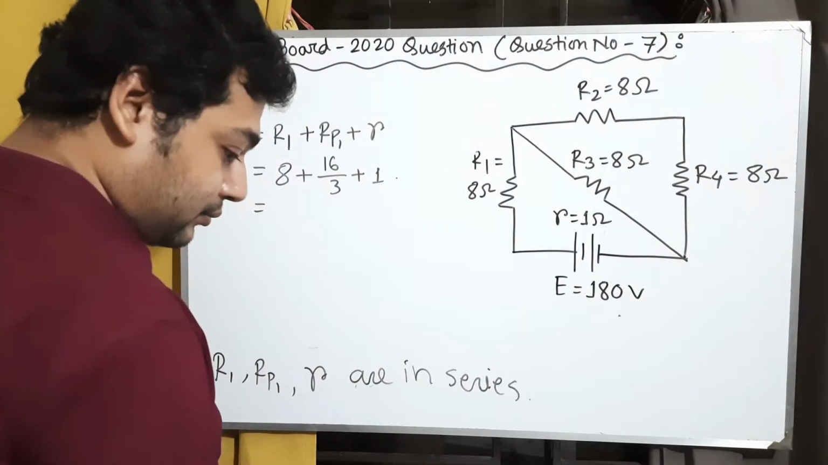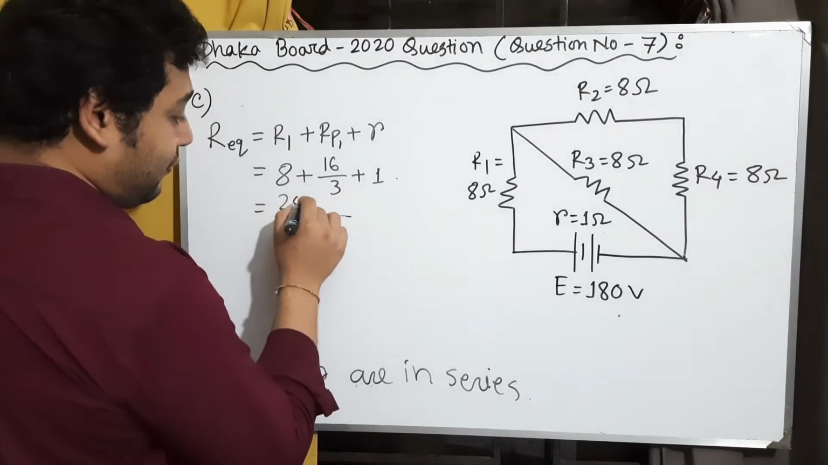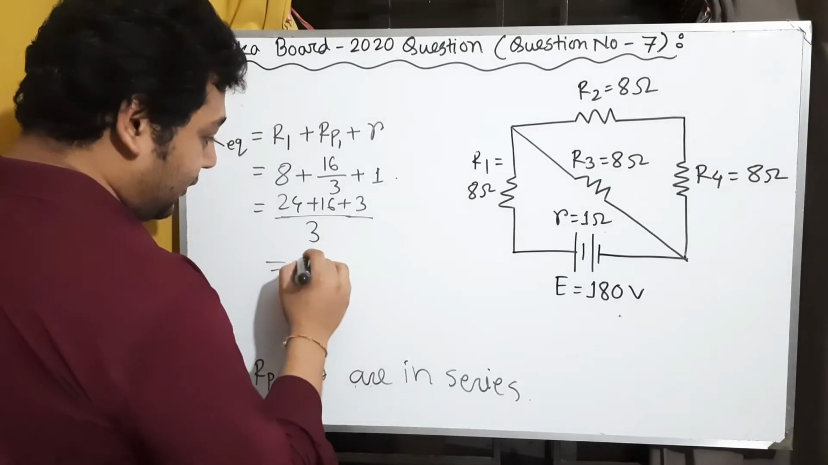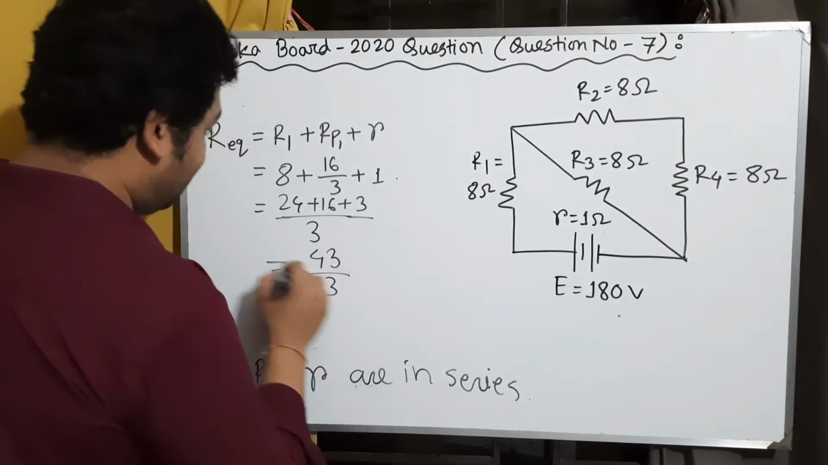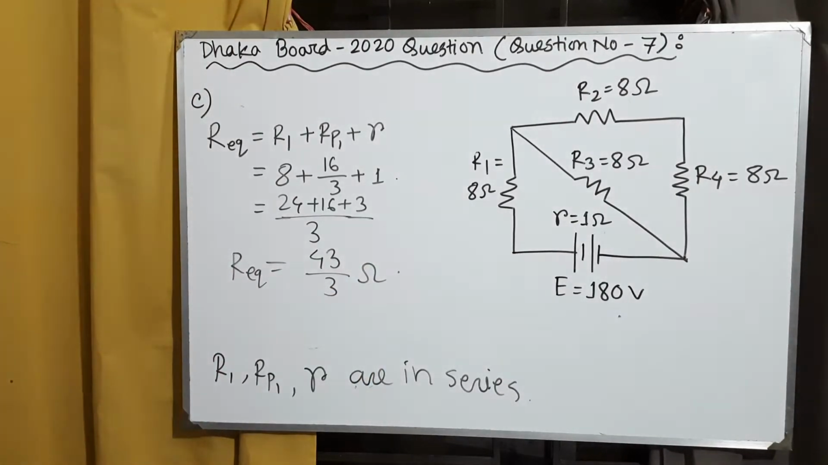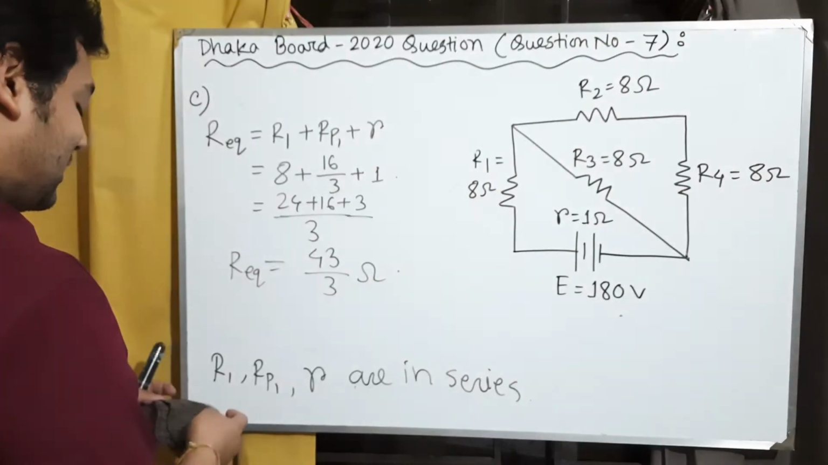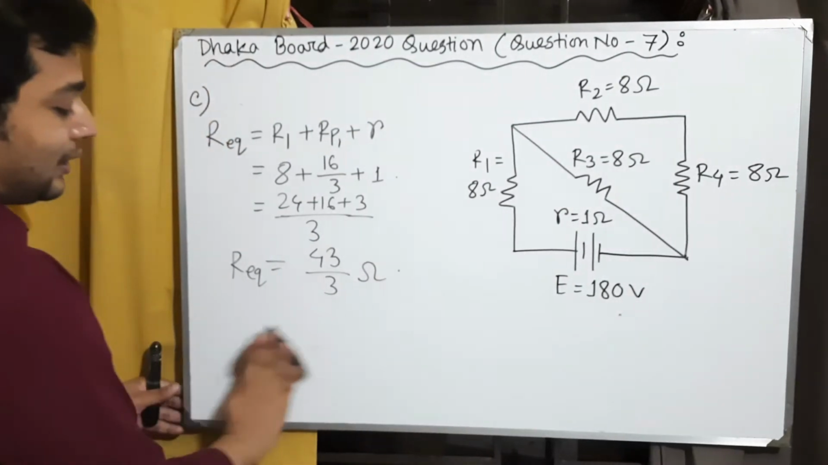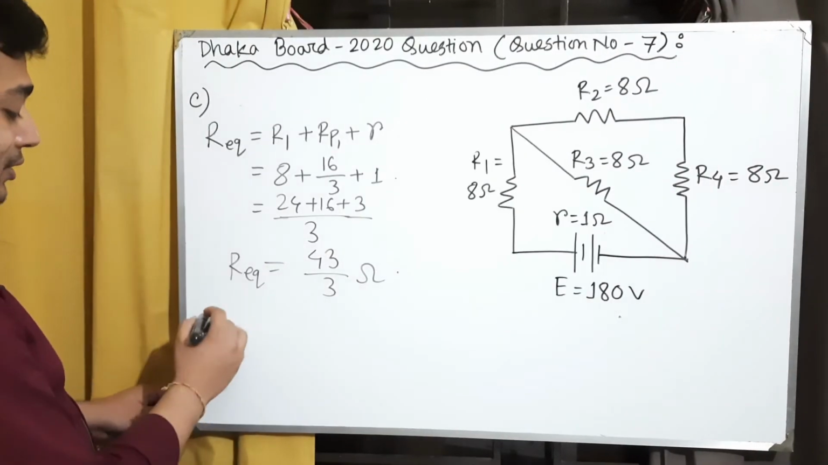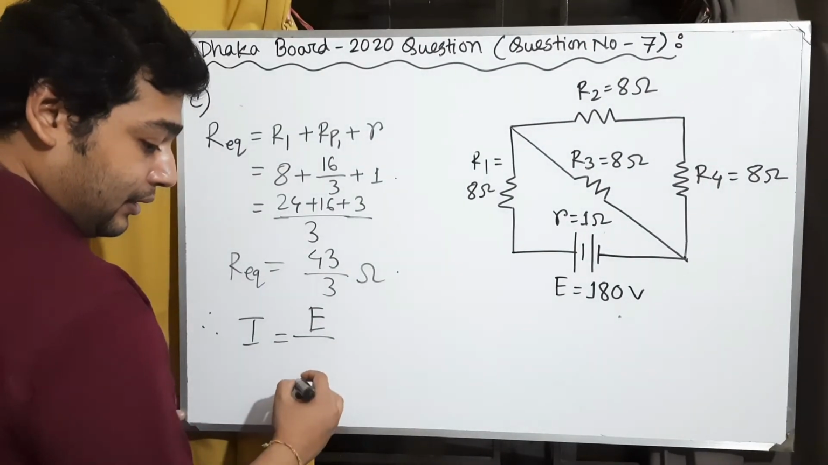So we can write, with LCM 3, 24 plus 16 plus 3, so we get 43 by 3. Here this is our R equivalent in ohm. R equivalent equal to 43 by 3. So using this equivalent resistance we can determine the current flow of this circuit. So I equal to E by R equivalent.